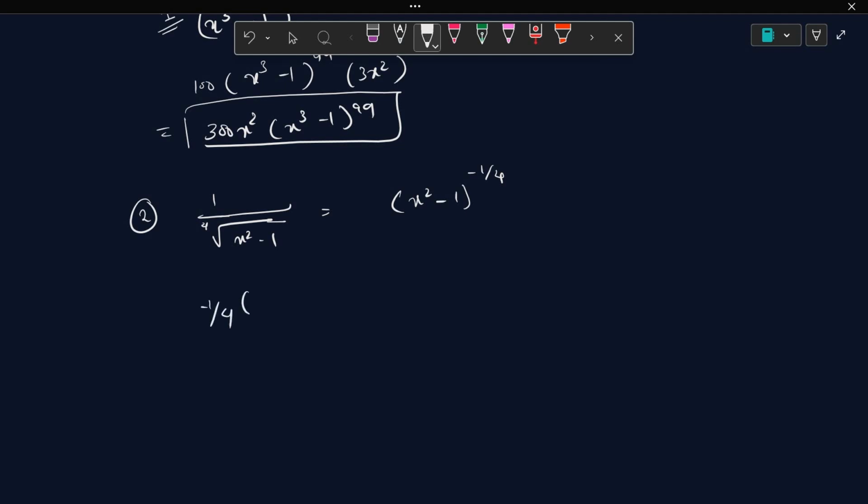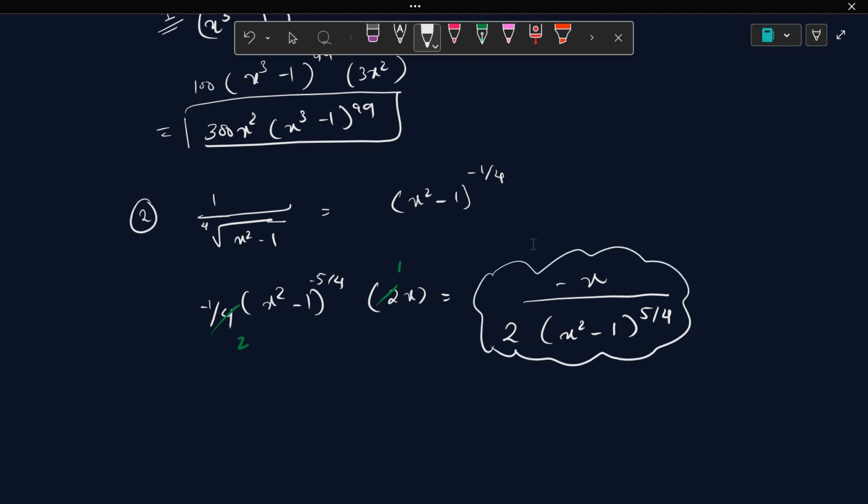This is just like how we did the first question. We simply subtract 1 from the exponent, so we get negative 5 over 4, and now take the derivative of the inside function, x squared minus 1, which simply gives you 2x. If you want to write it in simplified form, the 2 is going to cancel out, so you'll have 2 at the bottom. Written simplified, you will have x squared minus 1 to the power of 5 over 4, then a 2 in the denominator, and a negative x at the top. This is going to be your answer in simplified form.